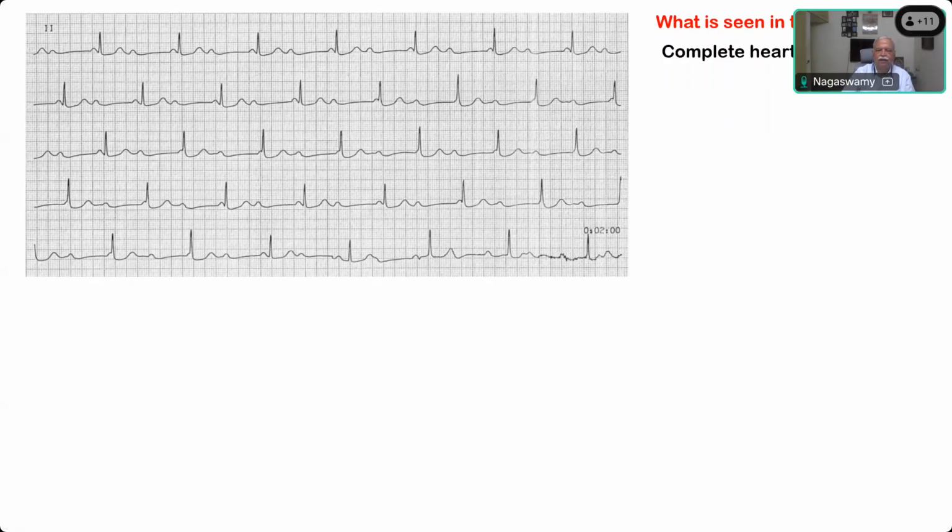When it is Mobitz type 1, the prolongation is always followed by a QRS. When there is no QRS, ultimately after three or four beats it will drop. Here every alternate beat there is a drop, isn't it? So this is a complete heart block.